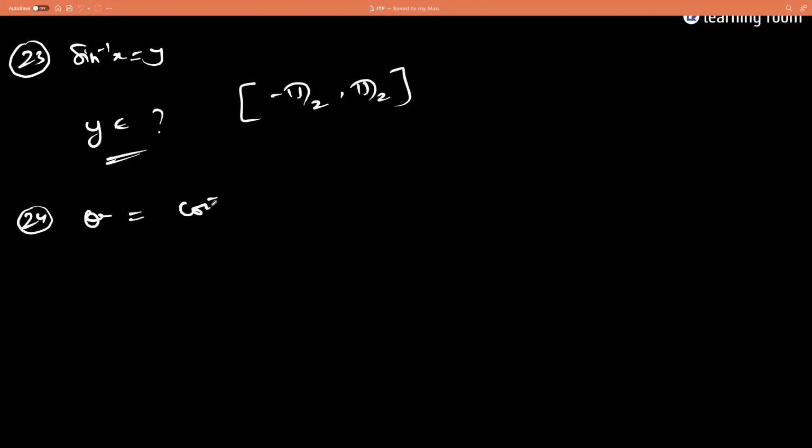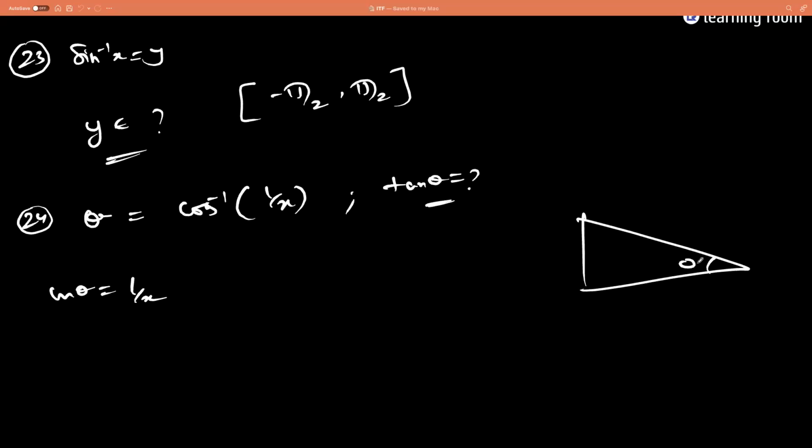24th. Theta is equal to cos inverse of 1 by x. Then tan theta is equal to how much? Root of x square minus 1, sir. So cos theta is 1 by x. Taking a right angle triangle, this is 1, this is x. So the other side is root of x square minus 1, and tan theta is root of x square minus 1 by 1. Correct? Clear? Yes, sir. It is root of x square minus 1. Let me check if there is an option. Option is there.